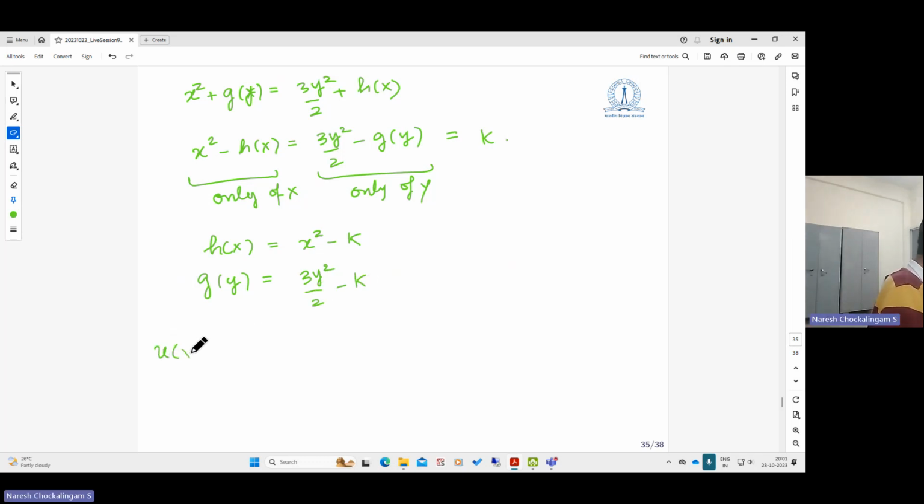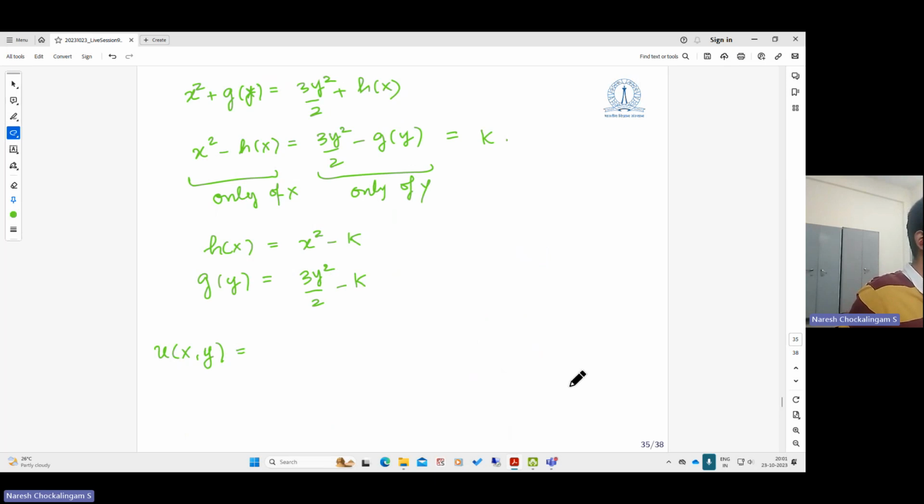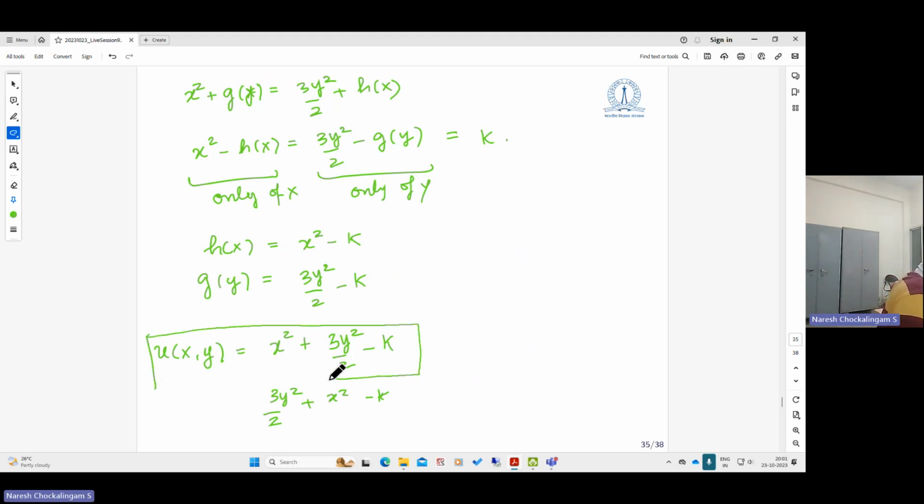Now you can reconstruct u of x comma y. What is it? It is either x squared plus g of y or 3y squared by 2 plus h of x. You can substitute in any one of the equations. Let us take the first one. So it is x squared plus g of y, which is 3y squared by 2 minus k. Or even in the second case, you can take it as 3y squared by 2 plus h of x, which is plus x squared minus k. Note that both are equal because that is what we enforced. So we have found a function whose exact differential is the left hand side of our differential equation.